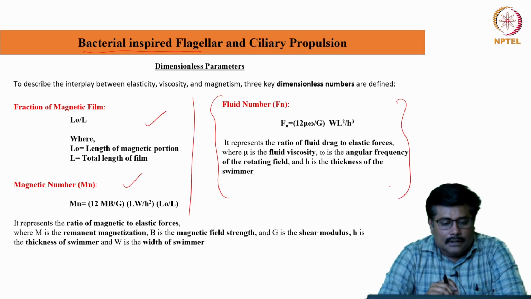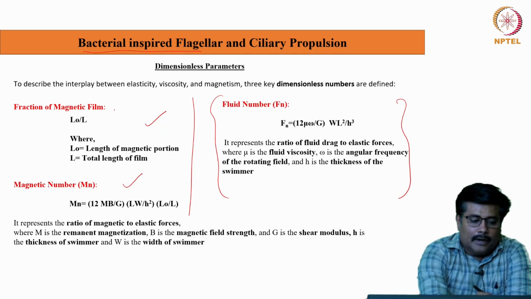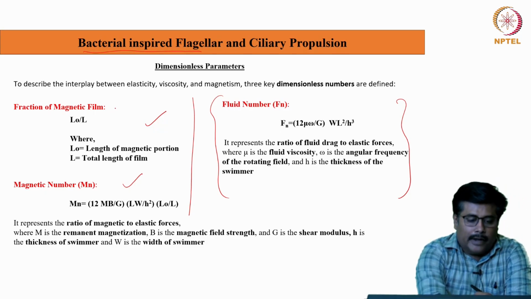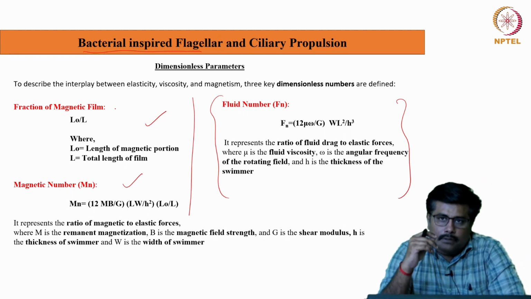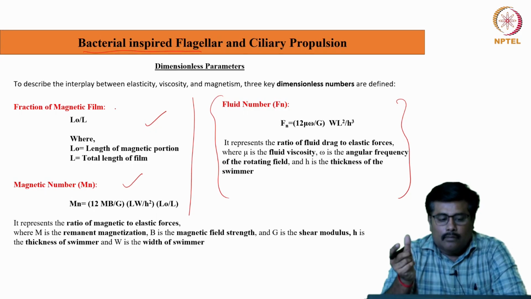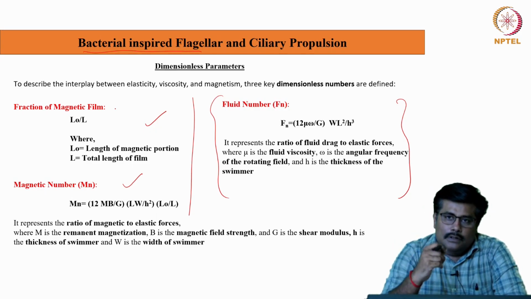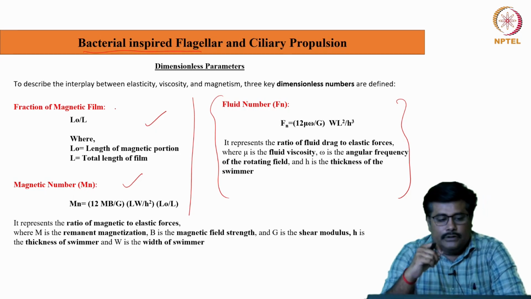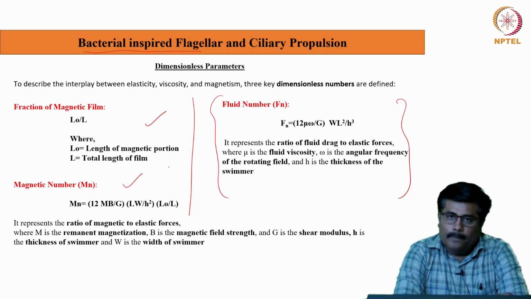Now, from this magnetic point of view, let us discuss the fraction of the magnetic film. When we look into the fraction of the magnetic film, we need to consider two important parameters. One is the length of the magnetic portion, and the other is the total length of the film. So this fraction of the magnetic film is the ratio of the length of the magnetic portion to the total length of the film.